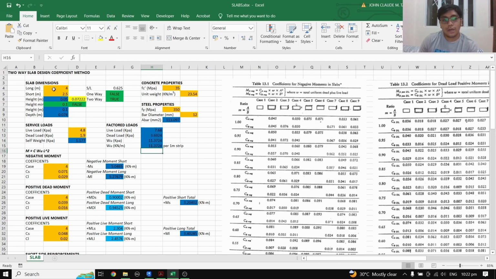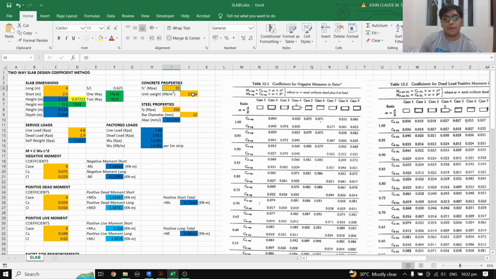After we input our slab dimensions, we can either input our slab thickness or use the perimeter over 180 formula. Either way, if the input parameter is lower than 0.1 meter, the Excel will use 0.1 meter. So in this case, we can use a 125 thick slab. Our dimensions are calculated as a two-way slab with a 0.625 S over L ratio.